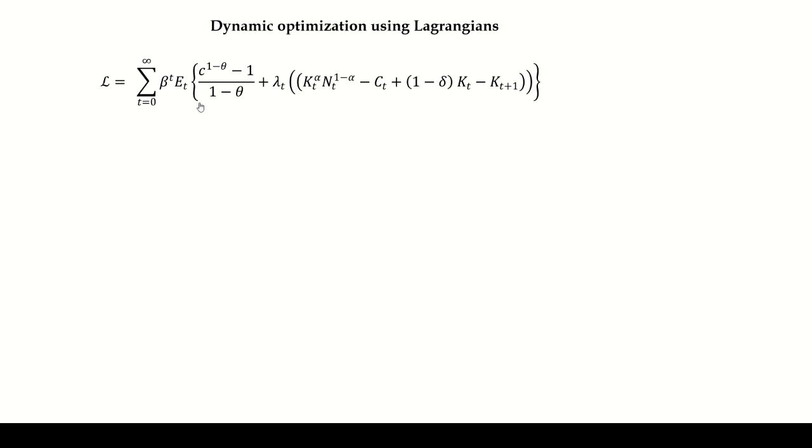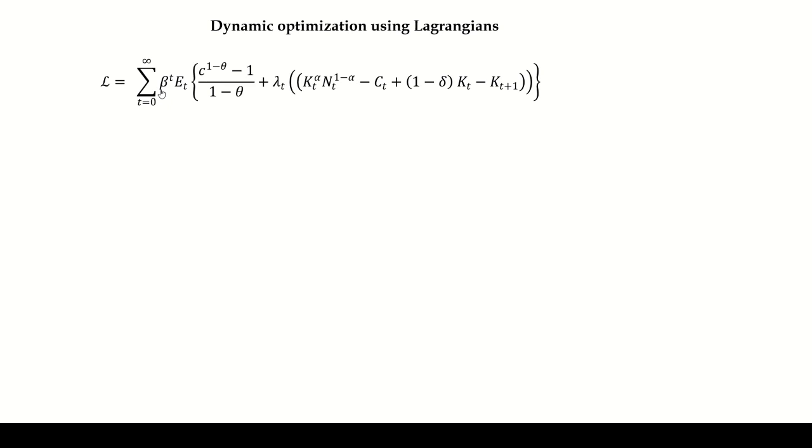So this is what we have over here, where we have set up a Lagrangian where the consumer will maximize discounted lifetime utility subject to the resource constraint. So this social planner will maximize the utility of a consumer subject to this economy's resource constraint. Again, we will derive the first order conditions.